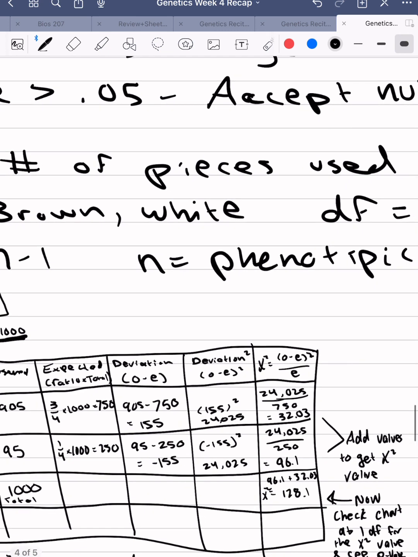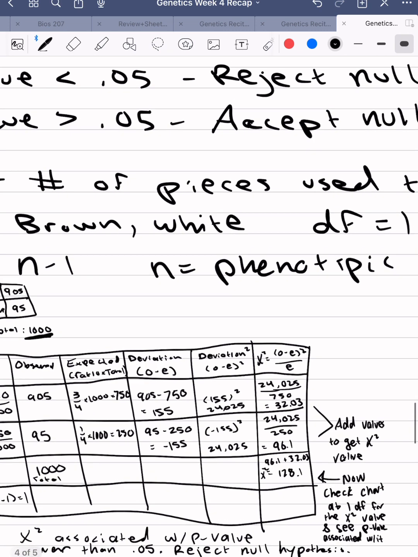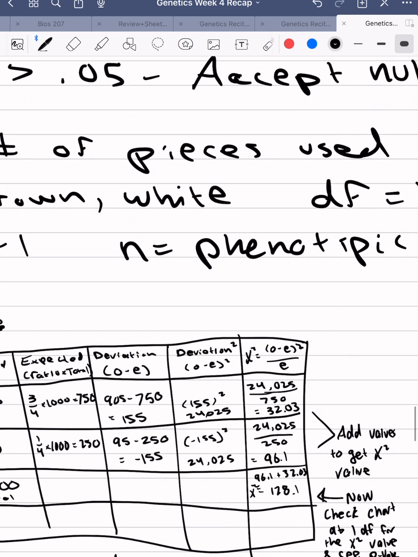And then in order to find the x-squared value, which is essentially the value that tells you whether or not to accept the null hypothesis. The x-squared is the measure of difference between the observed and the expected frequencies. So we would calculate the x-squared value for both of them. We would take observed minus expected, squared, divided by the expected. We would add both the values to get the x-squared value.